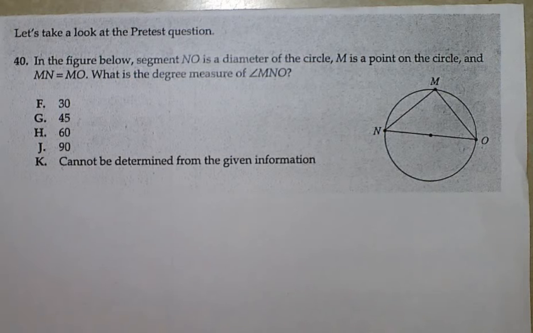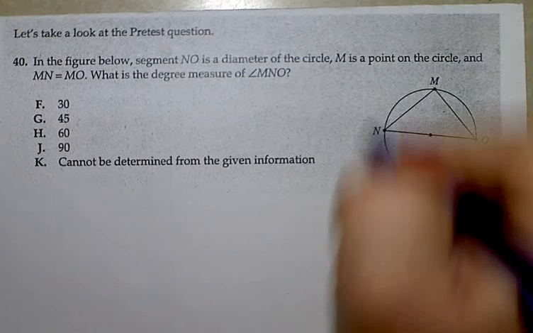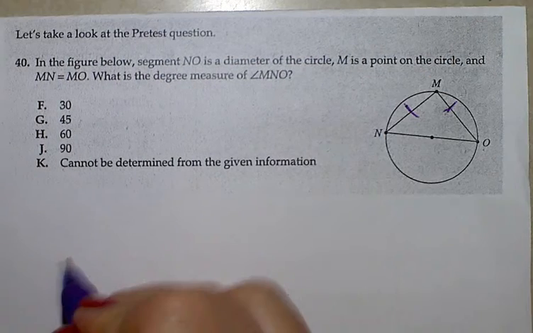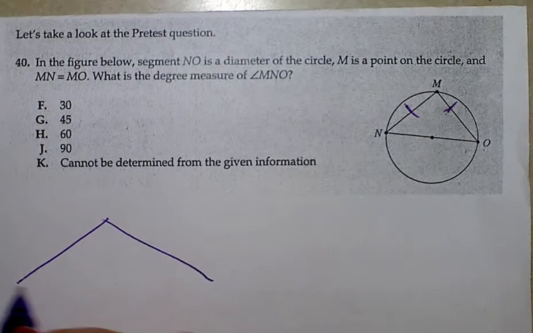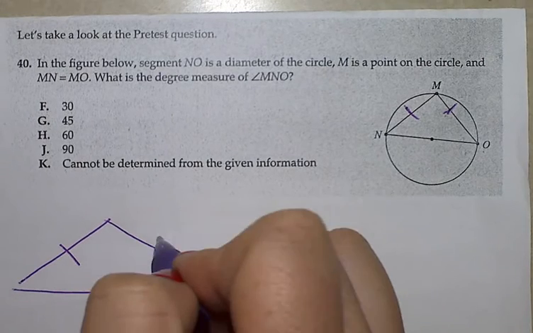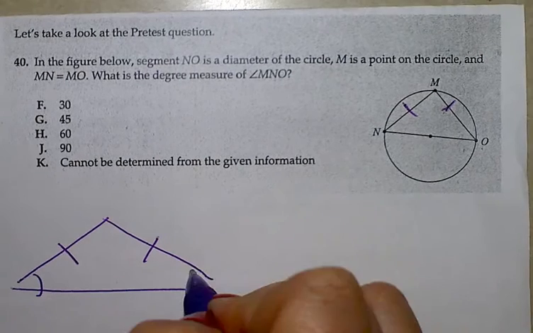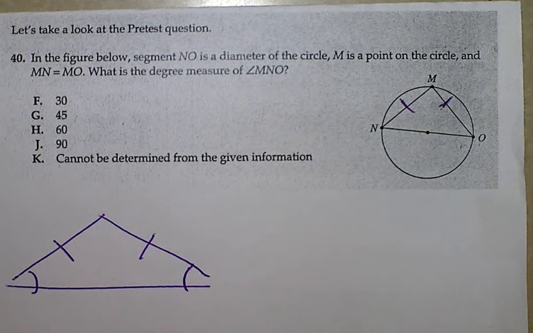ACT skill number 40. It says that NO is the diameter of the triangle, and MN is equivalent to MO. So let's make a little mark here. So if I have a triangle, and this is equal to this, that means these two angles will also have to be equivalent because it's an isosceles triangle.